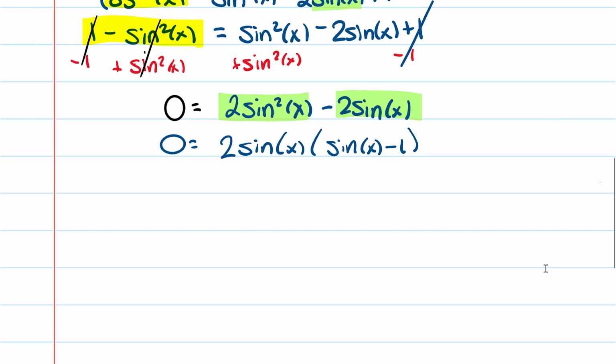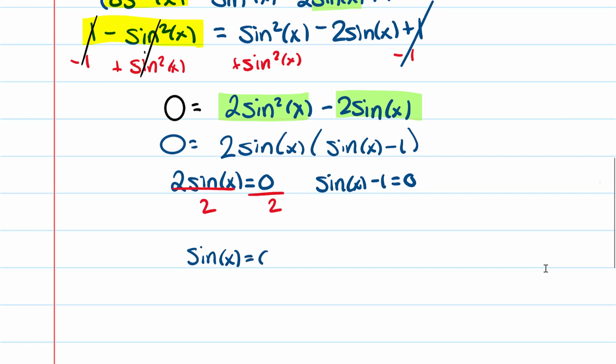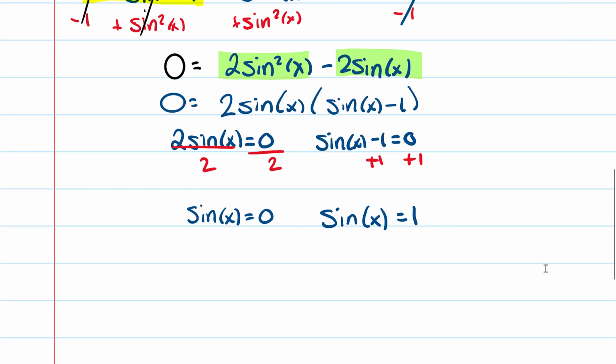Using the zero product property, I'm going to set both of these equal to 0. And I get 2 sine of x equals 0, and sine of x minus 1 equals 0. So on the left, I'm going to divide both sides by 2, and I get sine of x is equal to 0. And then on the right, I'm going to add 1 to both sides. So I get sine of x is equal to 1. And we know sine of x equals 0 at x equals 0 and x equals pi. And we know sine of x equals 1 when x is pi over 2.